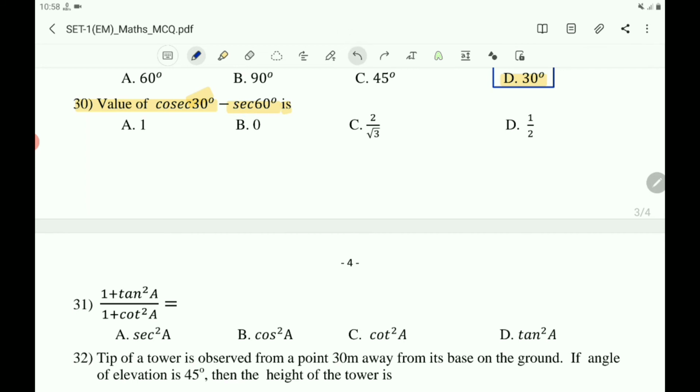So here you can take this as cosec of 90 minus 60 degree minus secant 60 degree, and this is also secant 60 degree minus secant 60 degree, which equals 0. So here, which is the answer? Option B is the answer.